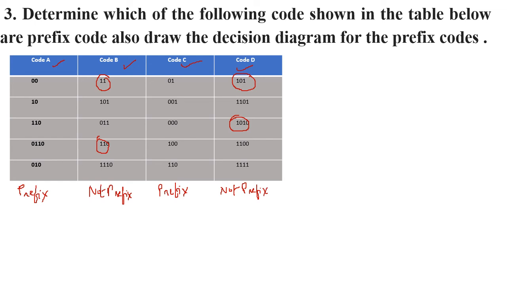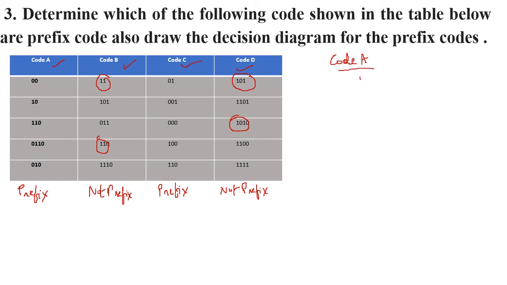Okay, now next, what part of the question is asked here? So we have identified which is the prefix code now. So we need to write the code tree for the prefix codes. So we need to write it for which two code words? One is for code A, the other one is for code C.